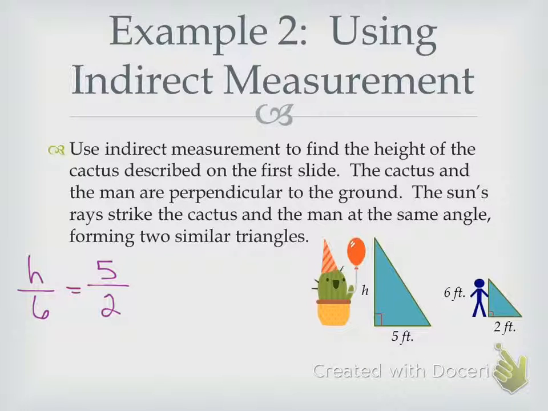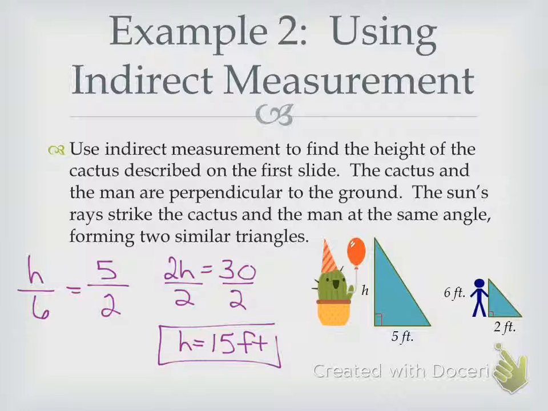All right, so now we're going to use cross products to solve. Okay, so 2h equals 30. Divide both sides by 2, and the height of the cactus is 15 feet. Okay, see what we did? Yes, ma'am. All right, any other questions?